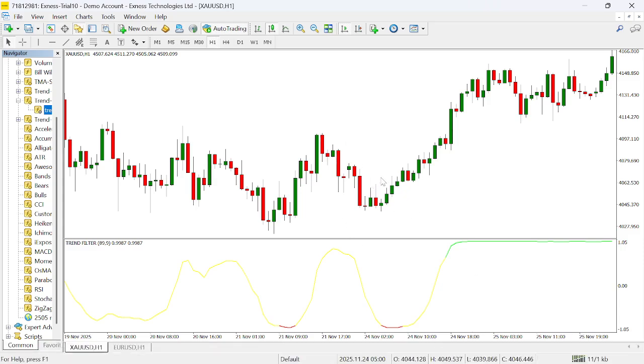This overview from the Forex Geek highlights how filtering out market noise to focus on dominant trend direction can improve trade timing and accuracy.